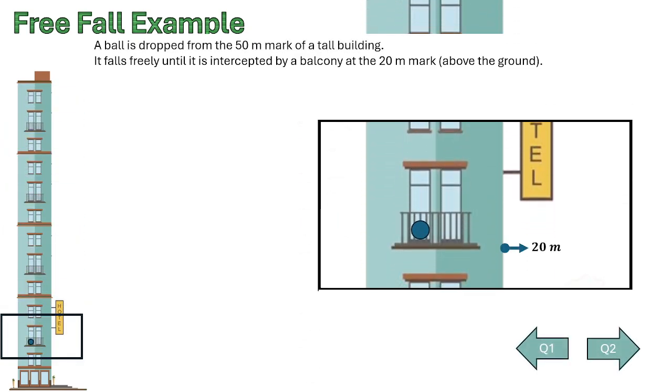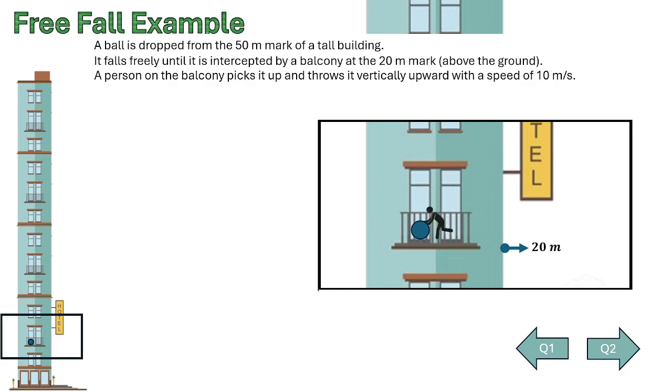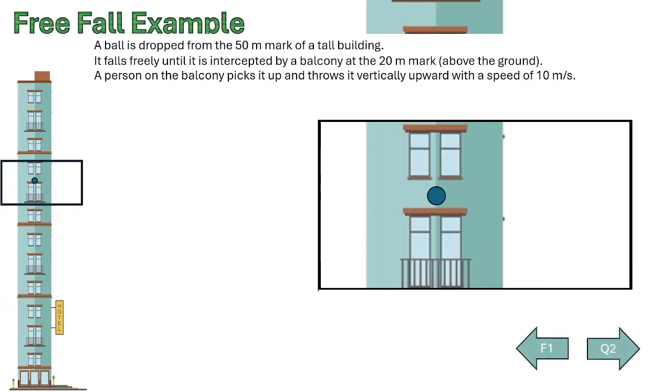The ball was dropped from the 50-meter mark down to the 20-meter mark above the ground. And the person on the balcony picks it up and throws it vertically upward with a speed of 10 meters per second. So let's see, this is the person, and swiftly they will throw it back up.